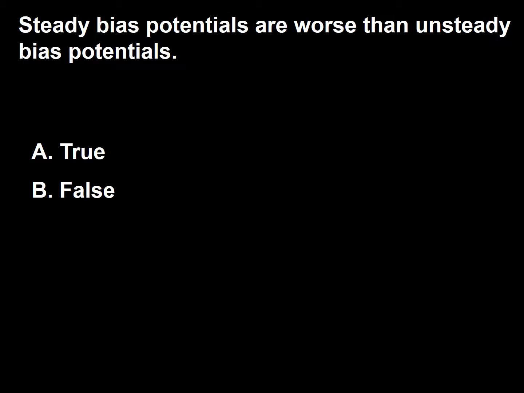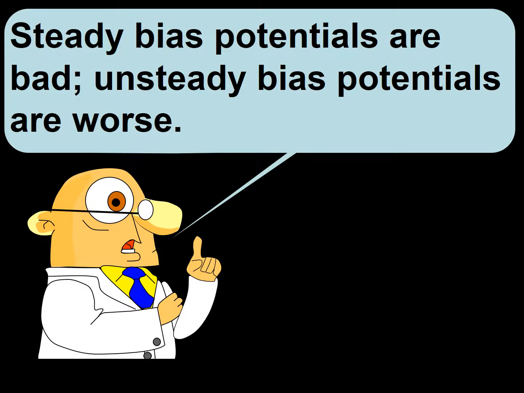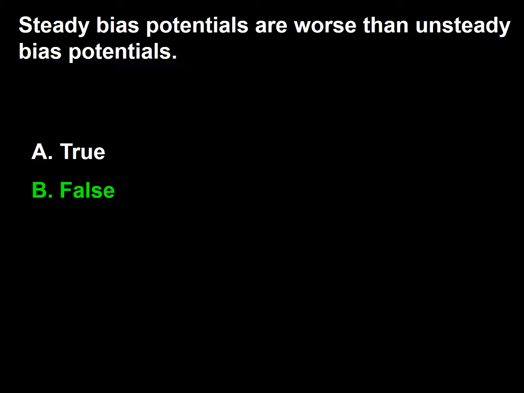The next question is, steady bias potentials are worse than unsteady bias potentials. A, true, B, false. With a steady balanced potential you can live with, since most of the time the component of the EEG machine can correct it, but we cannot say the same about unsteady ones. So the answer is B.